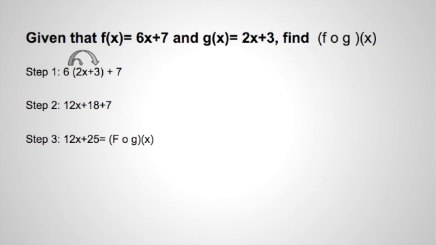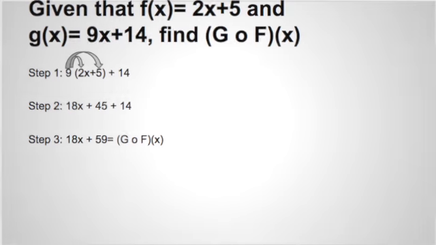So as you see in step 1, 6, and where the x is in your original function, 2x plus 3, plus 7. And the arrows will represent multiplying. So 6 times 2x, 6 times 3, and then you look to step 2, which equals 12x plus 18 plus 7. Now, back to basic algebra, you add the 18 plus 7, and you get your final answer, 12x plus 25 equals f of g times x.